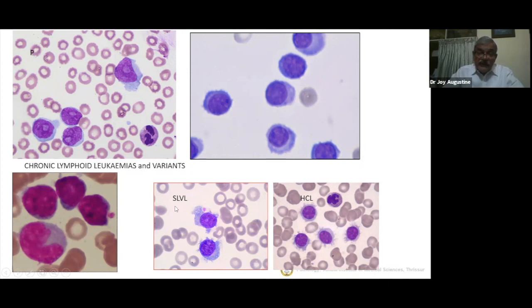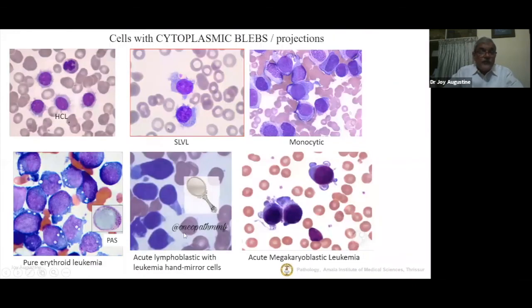While SLVL is a short form for splenic lymphoma with villus lymphocytes, you find that the villi may be polar or may be irregularly seen in the cytoplasm. Now these are the cells with cytoplasmic blebs and projections. This is hairy cell leukemia. This is SLVL. Monocytic leukemia with blebs. You have erythroid leukemia, M6 with blebs. Then you have the lymphatic leukemia with the hand mirror-like appearance projections. This is a hand mirror for comparison.